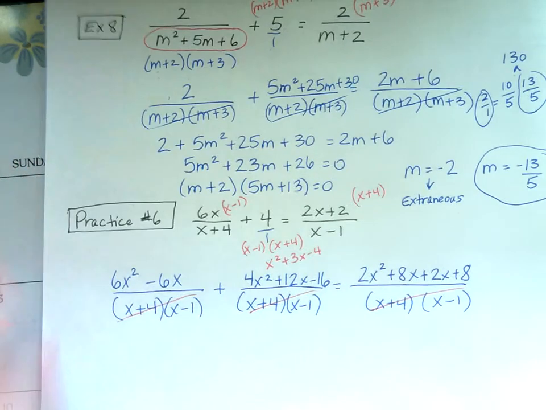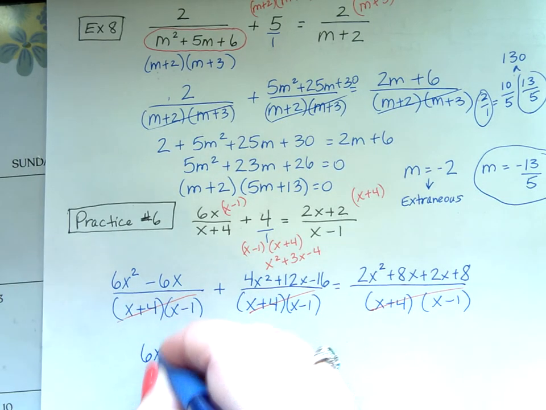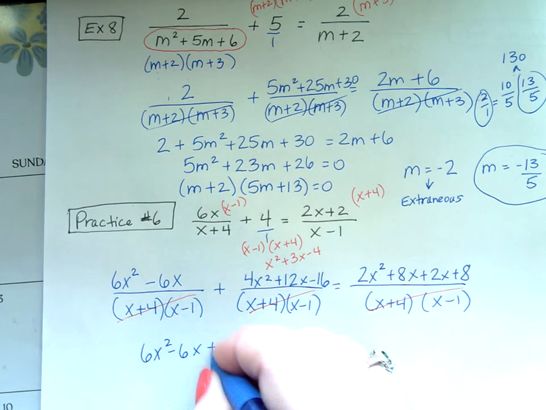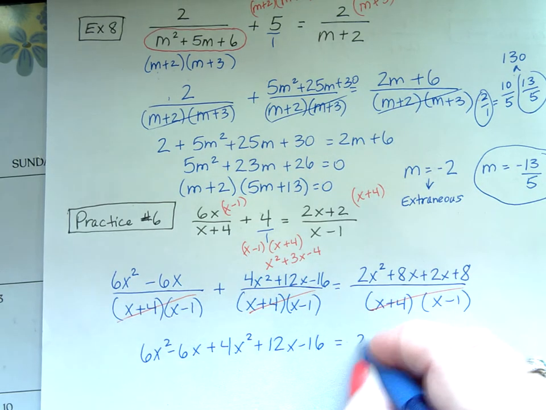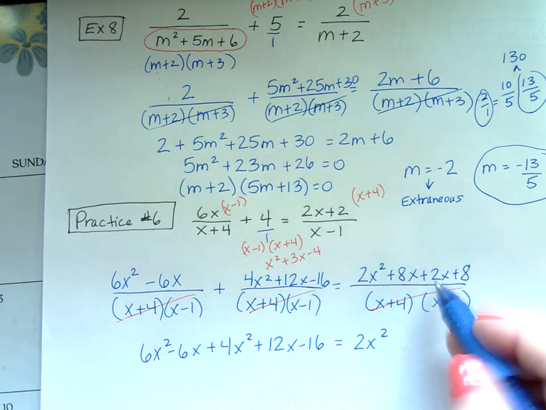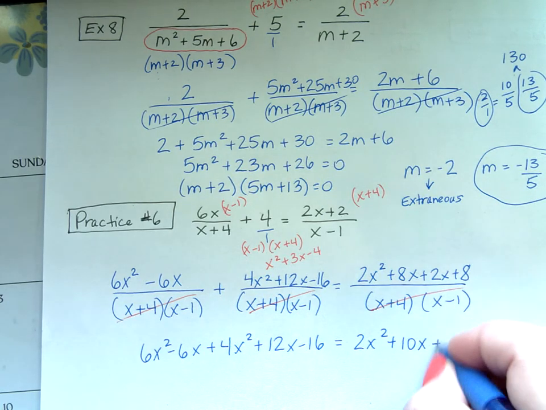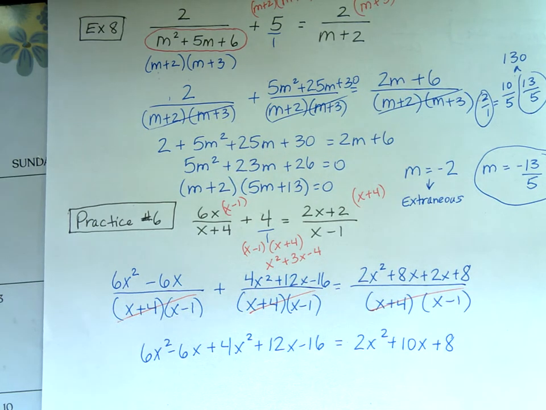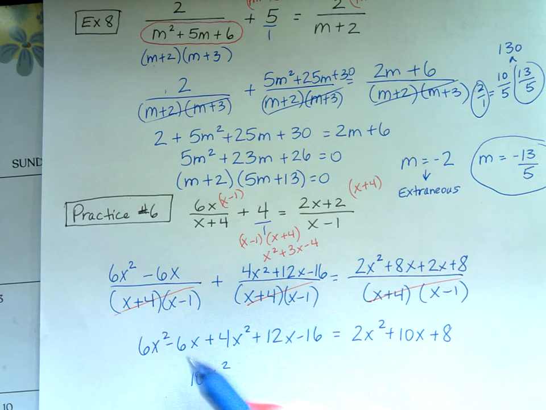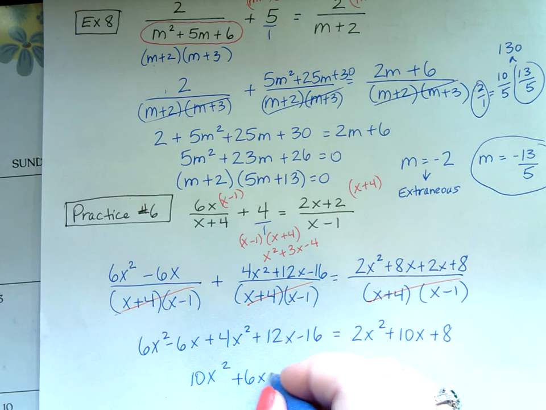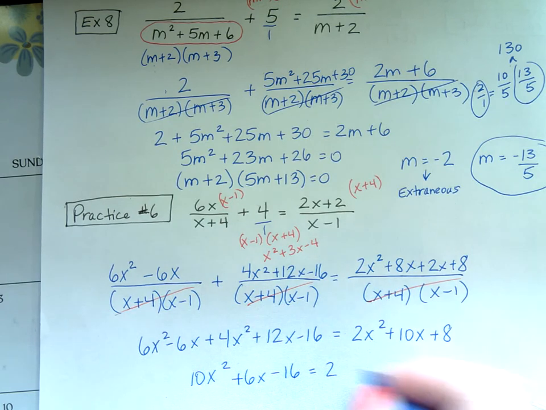I have 6x squared minus 6x plus 4x squared plus 12x minus 16 equals 2x squared plus 10x plus 8. I can put them together, right? Let's do another round of cleaning up. On the left, I have 10x squared, negative 6, positive 12, so plus 6x, minus 16, equals 2x squared plus 10x plus 8.